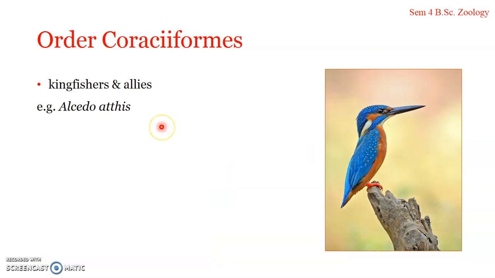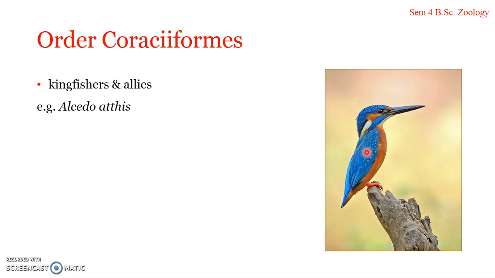Now, the next one is the Coraciiformes. It includes the kingfishers, and the example is Alcedo atthis, the small blue kingfisher. The kingfishers are of different forms and types. We have very common ones, the stork-billed kingfisher. Very large ones here we found is the stork-billed kingfisher with a yellow beak, larger ones. And this is the smallest one here, that is Alcedo, the small blue kingfisher.